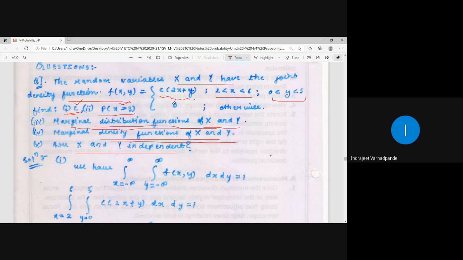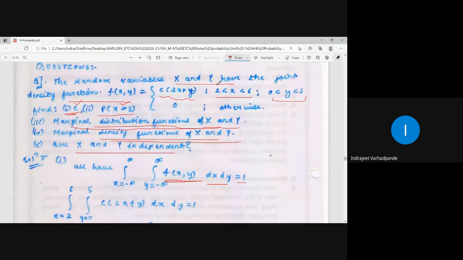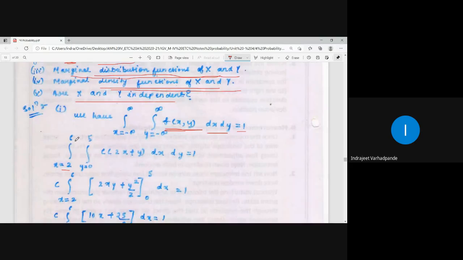will be evaluating the value of c from the given condition that integral from x minus infinity to infinity, integral y is equal to minus infinity to infinity, f of xy dx dy is equal to 1. But my value or range for x is not from minus infinity to infinity. It is for the range 2 to 6. Y is for the range 0 to 5. So integral from x equal to 2 to 6, y equal to 0 to 5, c into 2x plus y dx dy is equal to 1.